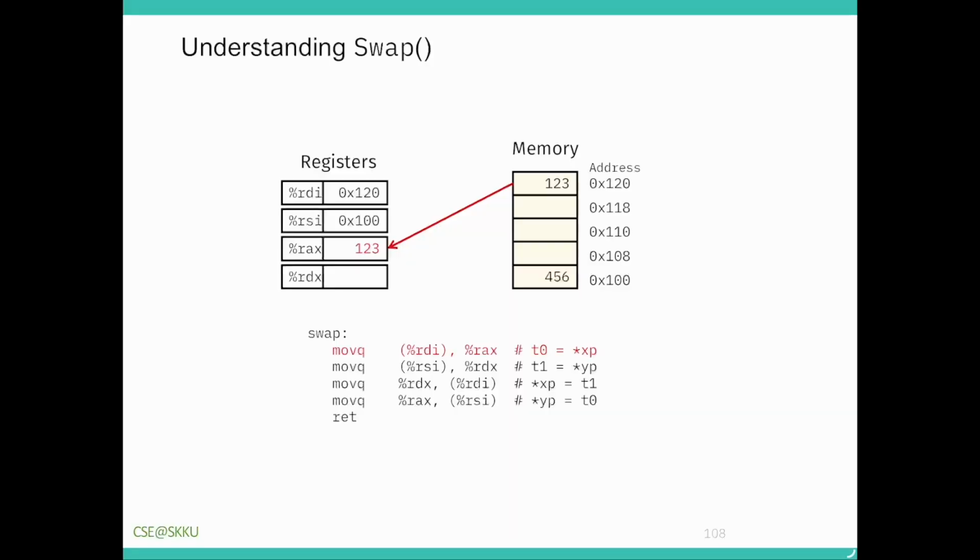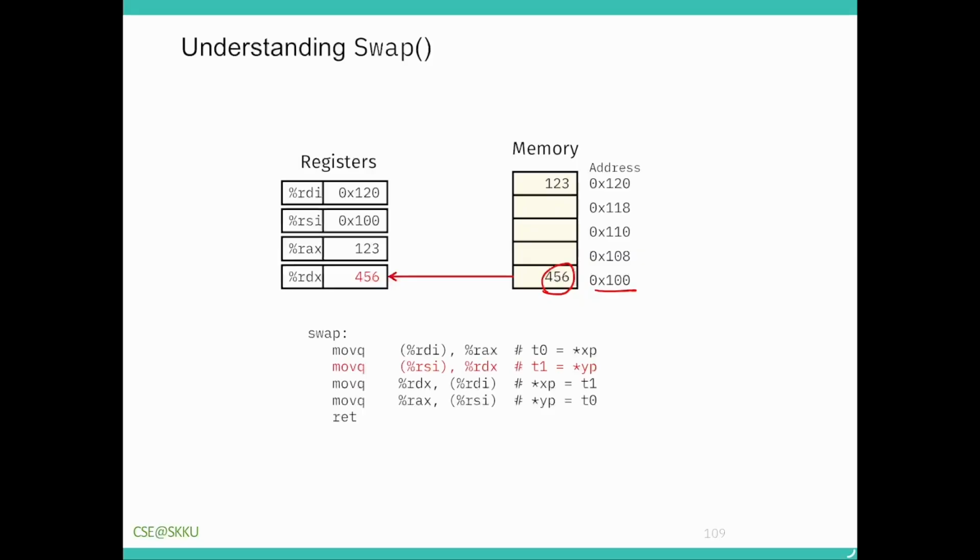All right, so let's execute the first line, the very first line. In this instruction, what we're doing is loading the value from memory into a register. The memory location pointed to by RDI is being loaded into RAX. And in the next example, 456 at the location pointed to by RSI is being loaded into RDX.